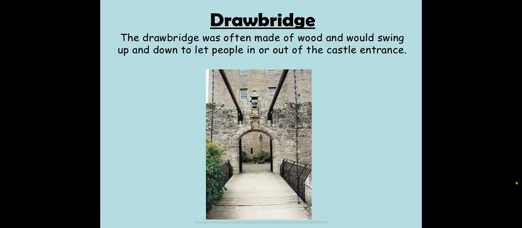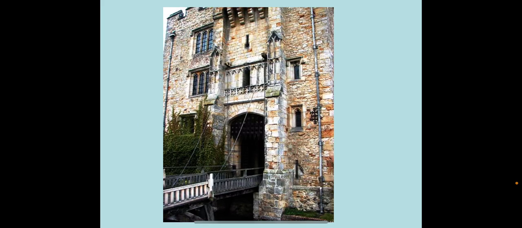Castles also had drawbridges. The drawbridge was often made out of wood and would swing up and down to let people in or out of the castle entrance. This meant that you would only let in people that you trusted. There's another example of a drawbridge there. So the bridge itself gets pulled up in front of the door so that people can't get in.